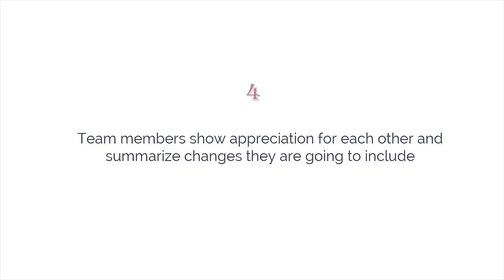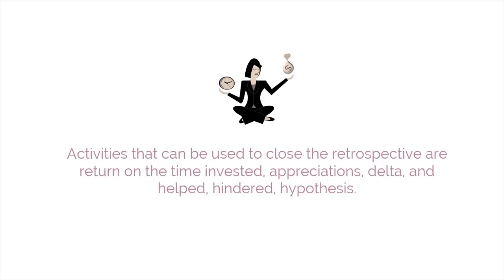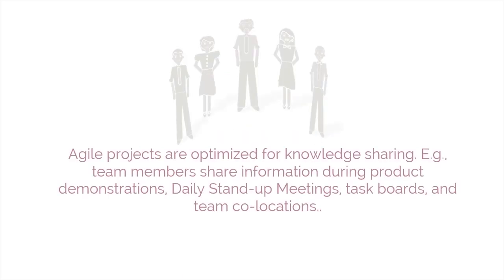Activities that can be used to close the retrospective are return on the time invested, appreciations, delta, and helped, hindered, hypotheses. Now let's look at knowledge sharing. Agile projects are optimized for knowledge sharing to occur. For example, team members share information during product demonstrations, daily stand-up meetings, task boards, and team co-location.